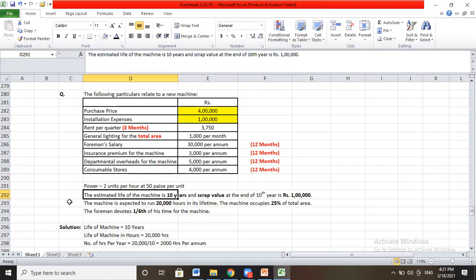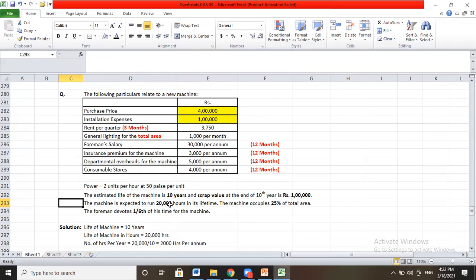The estimated life of the machine is 10 years and scrap value at the end of the 10th year is 1 lakh. Listen to this. The price is 4 lakhs plus installation charges 1 lakh. Total will be 5 lakhs. And this 5 lakhs cost machinery will run for 10 years and scrap value will be 1 lakh. That means up to 10 years it will be depreciated by 4 lakh rupees.